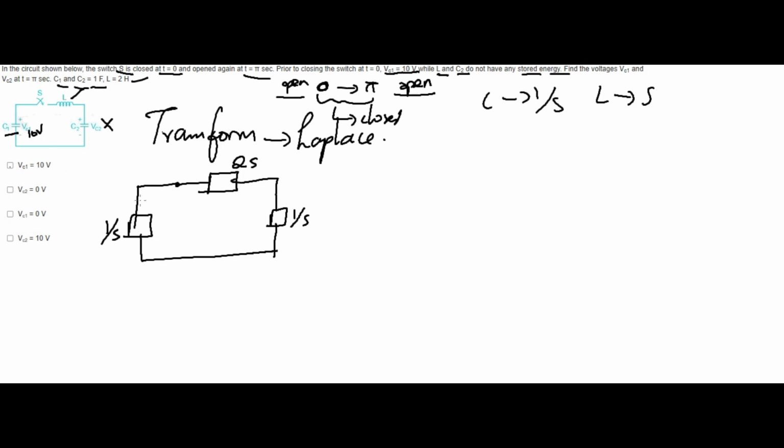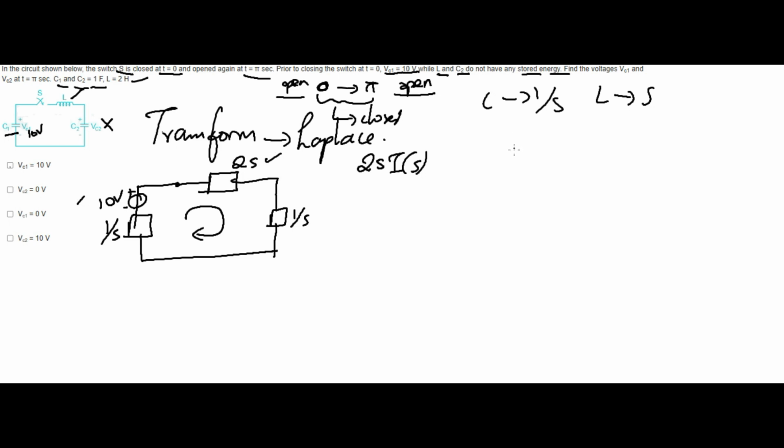VC1 is 10 volt, so you have to use the normal plus and minus, it is 10 volt. The current is flowing in this direction, they have mentioned here. That's all. So here if I use KVL, Kirchhoff's voltage law, first in this section we have 2s I of s.